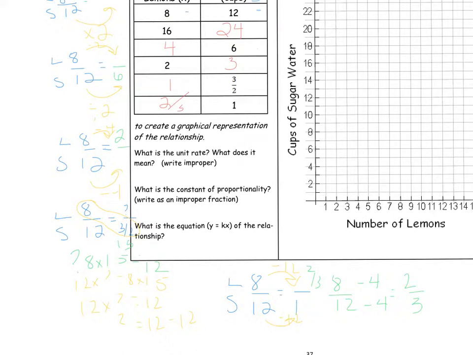So the first thing we're asked is, what is the unit rate? And we need to have it improper. And what does it mean? So when we take a look at this, we say one of those is going to be the unit rate. And we know it's going to be either the 1 to 3 halves or the 2/3 to 1. The reason we know that's the unit rate is because unit rate has to be 1 for the denominator.